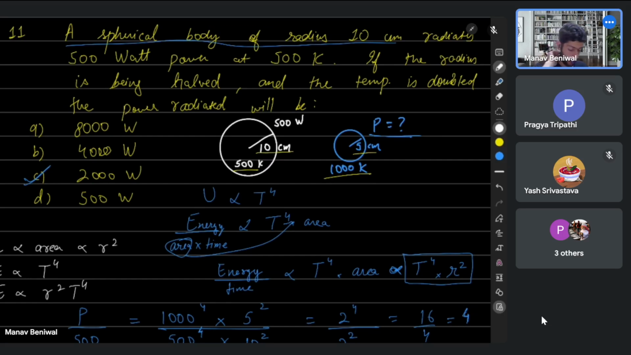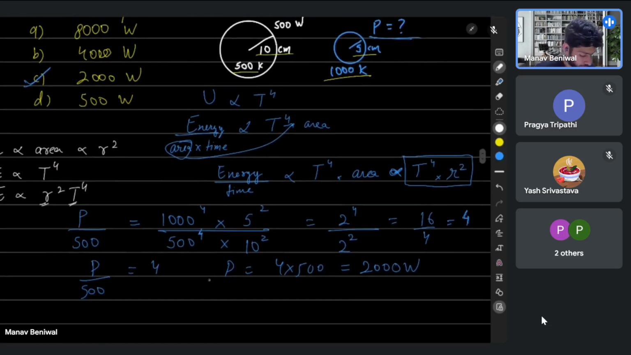So if you halve the radius and double the temperature, the final energy, as we just saw, becomes 4 times the initial one. The power that you are getting, energy per unit time, has now become 4 times. Correct? I hope this is clear now. Any questions in this one?